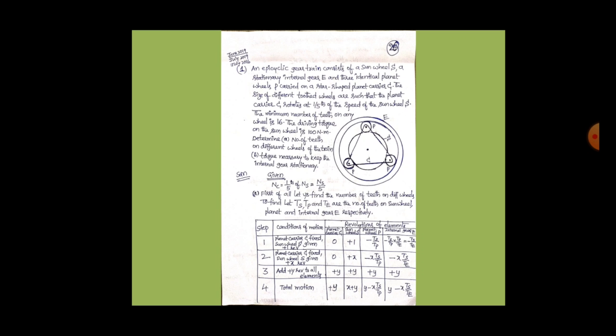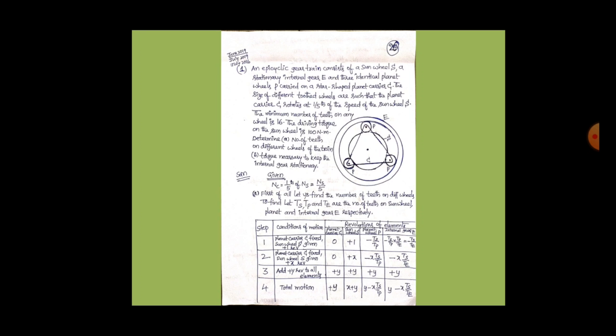First step, planet carrier C is fixed and give rotation for the sun wheel S in anti-clockwise direction by one revolution. Therefore, write down in the conditions of motion: planet carrier C fixed and sun wheel S given +1 revolution. So planet carrier is fixed, therefore it is 0, and sun wheel is rotated by 1 revolution in anti-clockwise. According to our sign convention, it is plus, therefore +1.